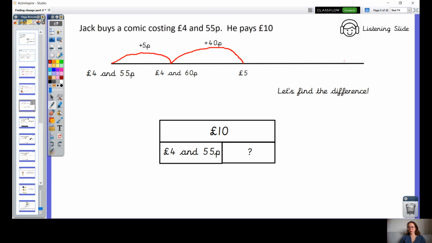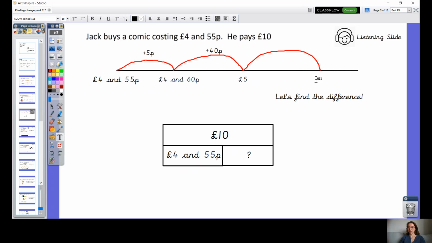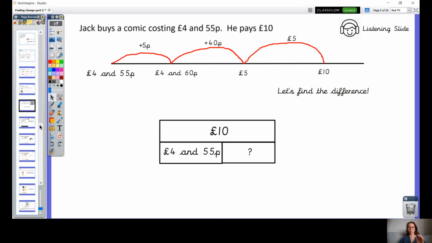And now I know he's paid with a £10 note. So 5 and what makes 10? Is it going to be £5 or 5p? Be careful of that today. It's going to be £5, isn't it? Don't get tricked on muddling up your pounds and your pence, because pounds are worth a lot more than pence.